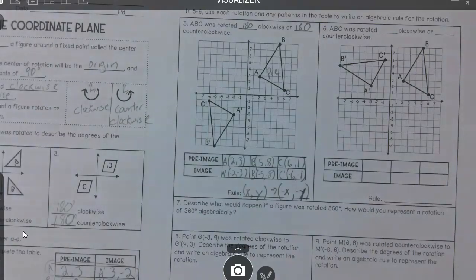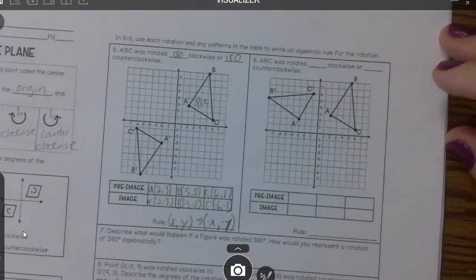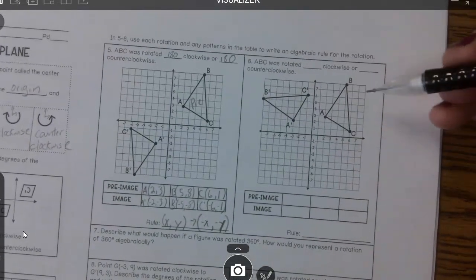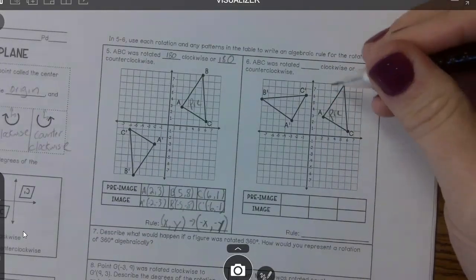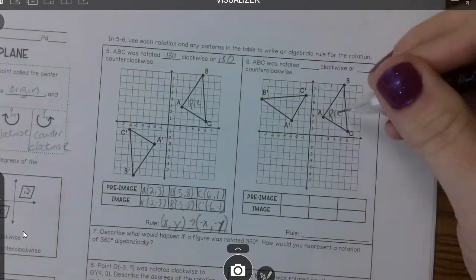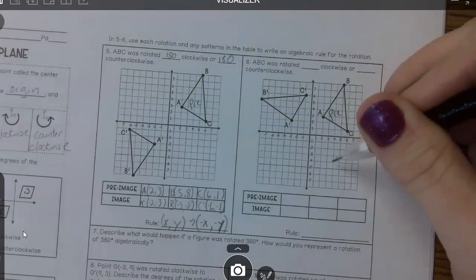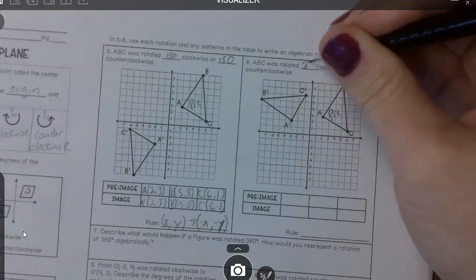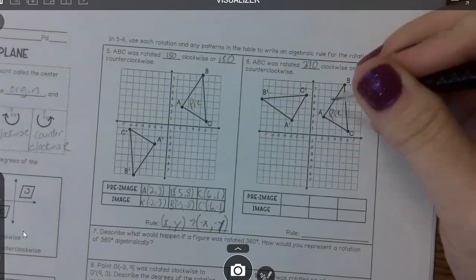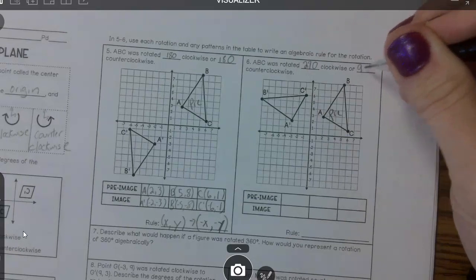Okay, there's one more rule to look at. So let's take a look at 6, we have our pre-image right here, and it has been rotated. Let's see here. If I go clockwise, that's 90, 180, 270. That's a 270 clockwise or a 90 counterclockwise.